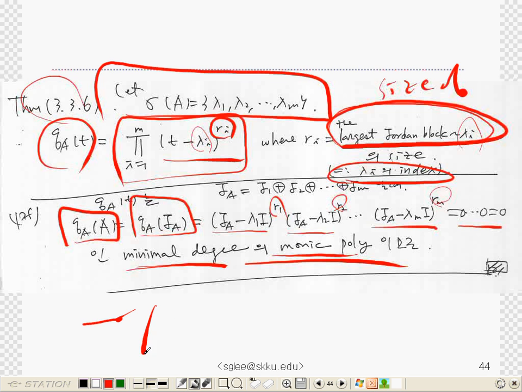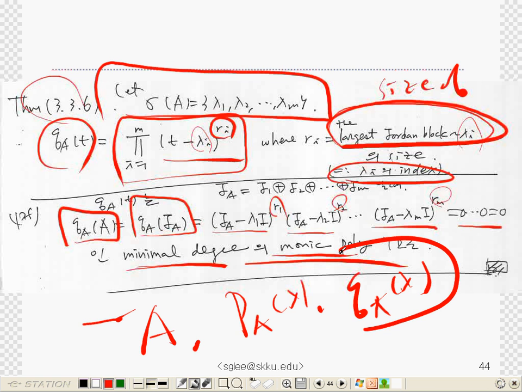So when a matrix is given and you have a characteristic polynomial and you have a minimal polynomial here, then from here, at least you know. From the characteristic polynomial you don't see anything, you only have a triangular matrix. But here, you see the largest Jordan block.